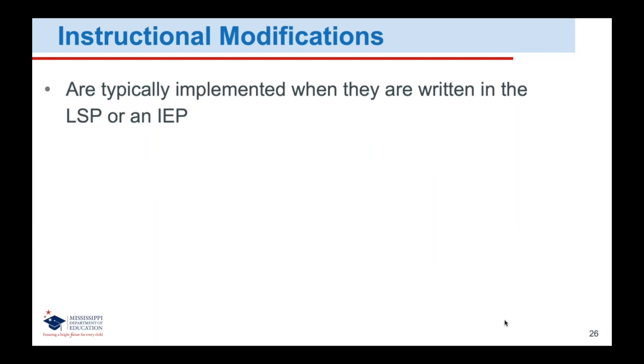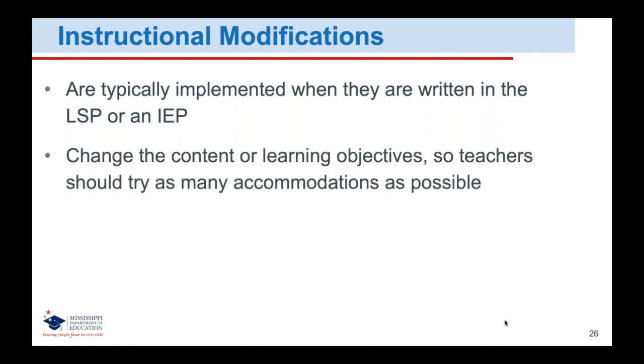Okay, so the modifications, remember, those are those changes to the core content. So those are typically going to be implemented when they're written on the language service plan or an individualized educational plan. Really, what we want to do as teachers is try as many accommodations as possible, because if we keep modifying, we want to make sure that they are still getting access to the grade level standards and content so that by the time they get to high school, they have all the background they need to be able to meet graduation requirements.